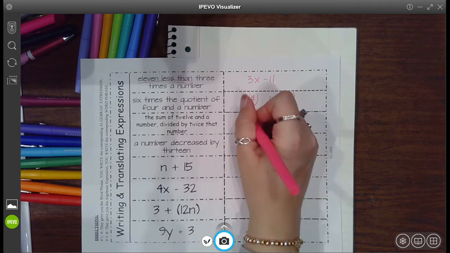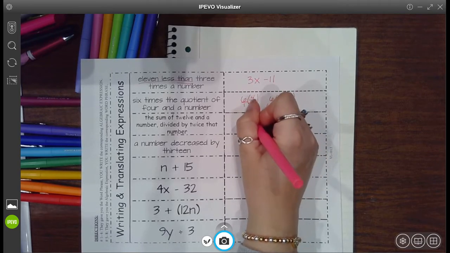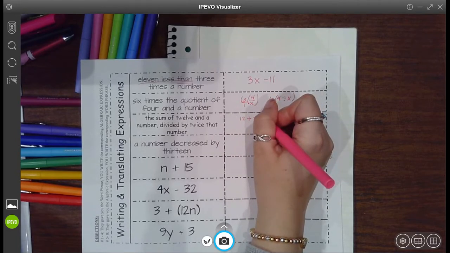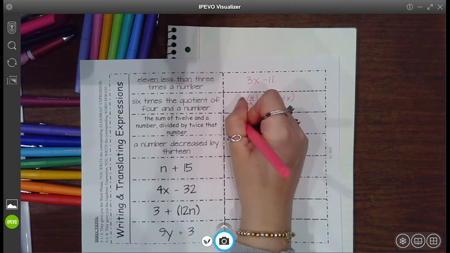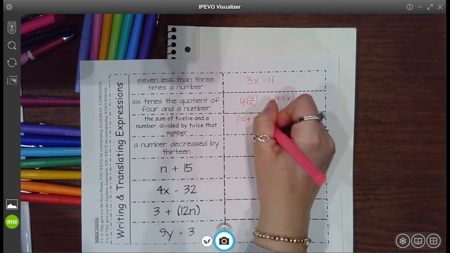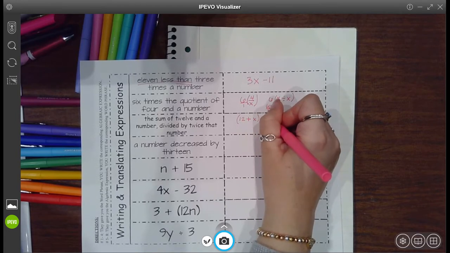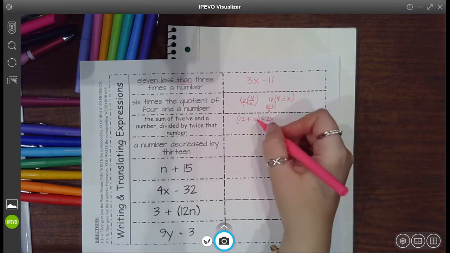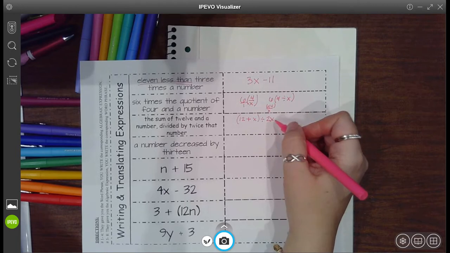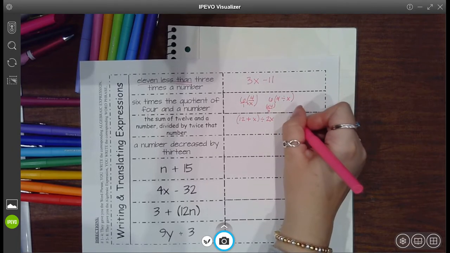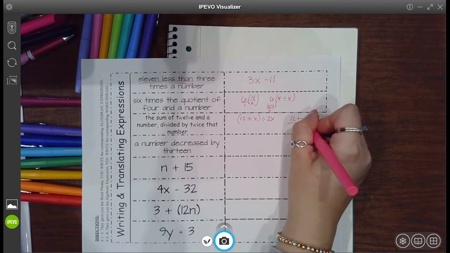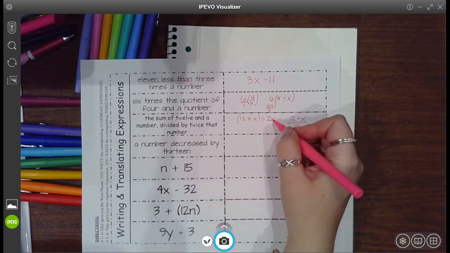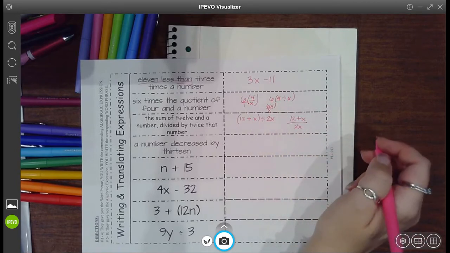The next one says the sum, so sum means plus, of 12 and some number. And then that whole thing is divided by twice, so 2 times what? That number. So whatever that number was that we were talking about before. So whatever variable you chose here, choose that same variable. Okay, the other way we could have written that is the sum of 12 and some number all divided by twice that same number. Okay, and if you used A, then use the A here. If you used B, then use the B there, and so on.